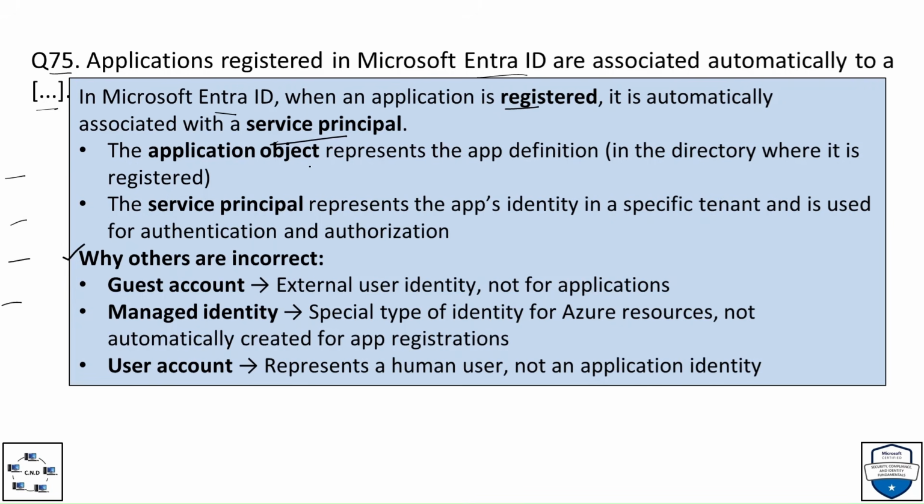So the application object represents the application definition in the directory where it is registered. The service principal represents the application's identity in a specific tenant and is used for authentication and authorization. So why are the other options incorrect? Guest account is an external user identity and not for applications. Managed identity is a special type of identity for Azure resources, not automatically created for application registration. Then user account represents a human user, not an application identity.